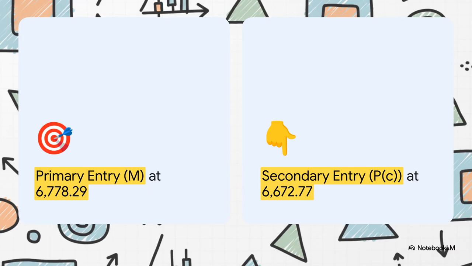The primary entry, which is labeled M, is set at 6,778.29. Then you have the secondary entry, labeled P of C, at 6,672.77. Now, it's really important to know that P of C is an optional secondary level. It's considered part of phase 1, not a whole new phase.